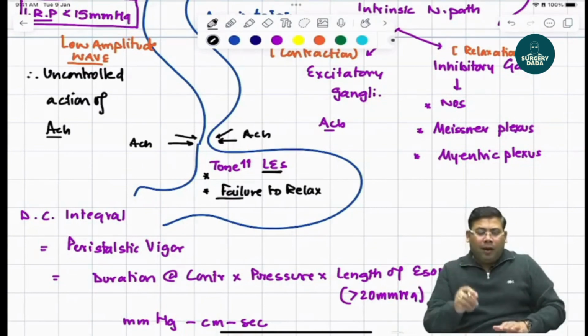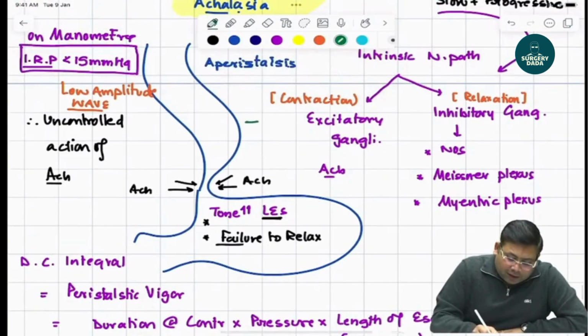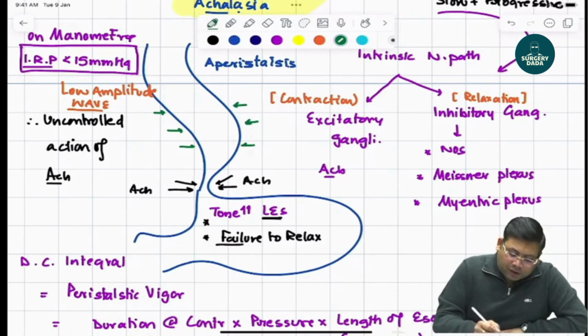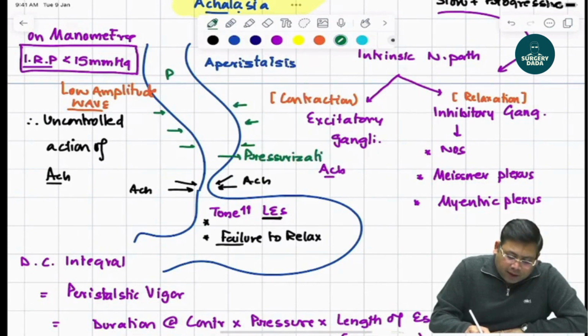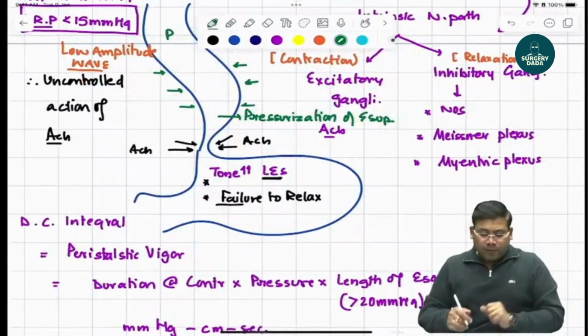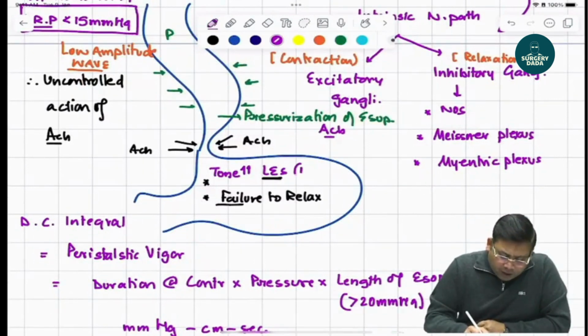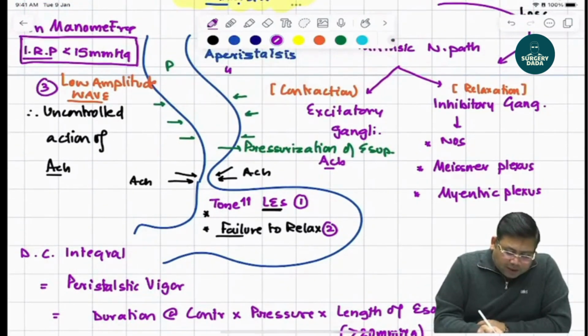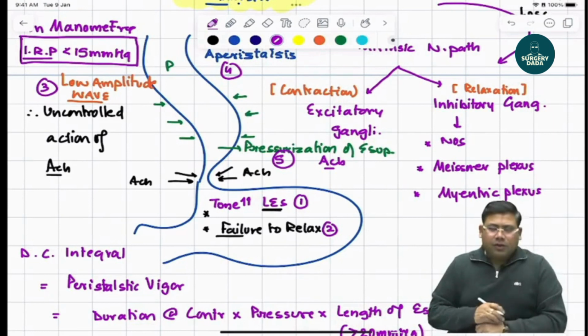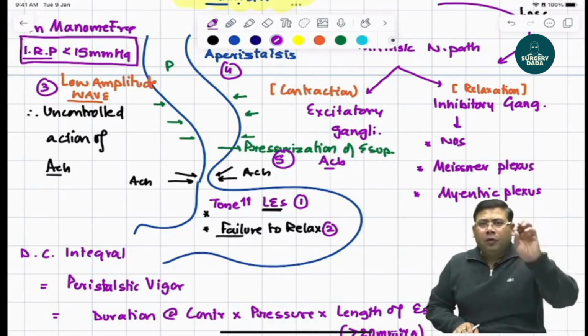Aperistaltic activity, low amplitude waveform, and do you know, in the later stages, the entire esophagus will be collapsed. Why? Because of the pan-esophageal increased pressurization. So this is what is referred to as pressurization of the esophagus. So how do you diagnose achalasia? Achalasia is no more a clinical diagnosis. Achalasia is a manometric diagnosis. 5 important points on achalasia: hypertensive LES, failure to relax, low amplitude waves, aperistalsis, and pan-esophageal pressurization. These are the 5 important points on manometry to diagnose achalasia.